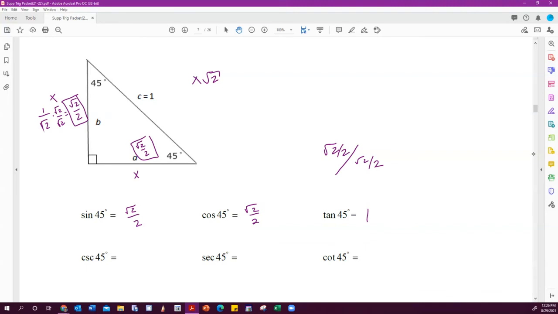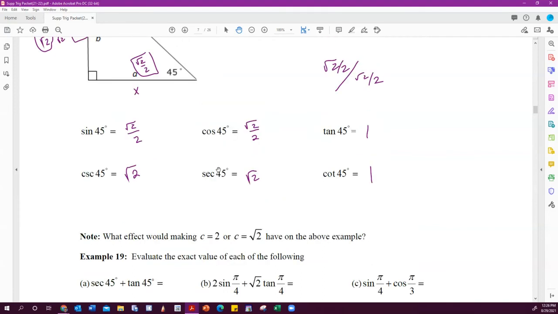Next, let's do the reciprocals of these. I'll do this one first. The reciprocal of 1 is 1. The reciprocal of 1 over rad 2 is just rad 2. It turns out that's the same as 2 over rad 2 with rationalization. And then this is the same because it's an isosceles triangle.